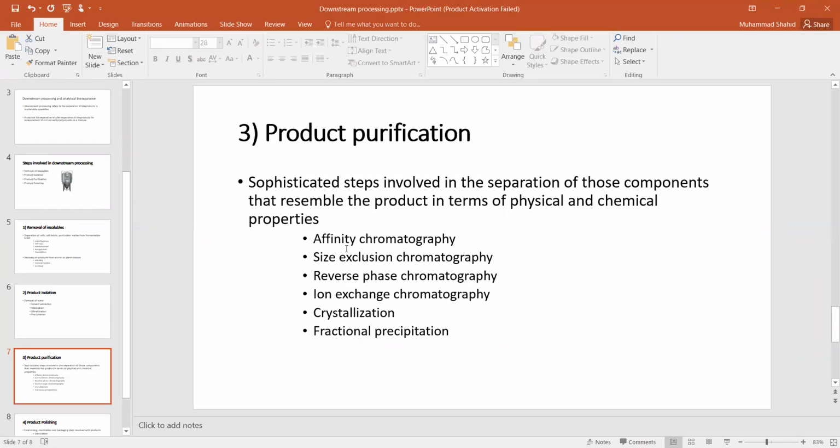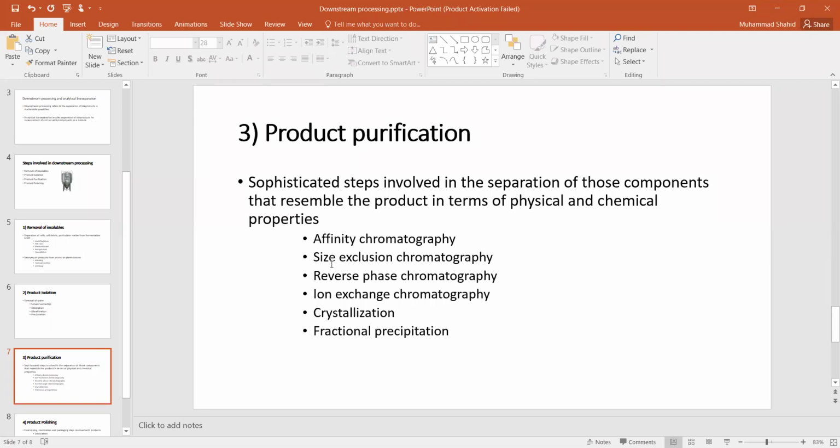Affinity chromatography means it's a chromatographic technique in which we separate out our desired molecules on the basis of interactions, like the antigen antibody reaction, like the substrate enzyme reaction, like the receptor ligand reaction. So when we separate out our desired product in a chromatographic technique on the basis of their interactions, then this type of chromatography would be called affinity chromatography.